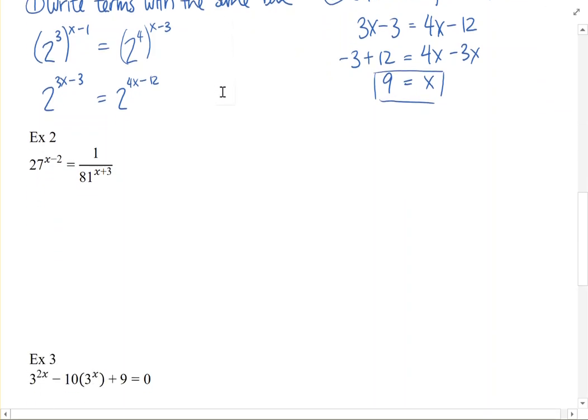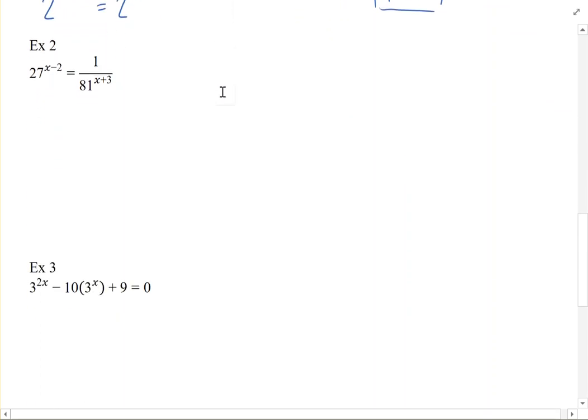Okay, so let's look at our second example now. This time we have 27 and 81. Now, what can be the common base for these two terms? If you think back a couple examples ago, both of these could have the base 3. So let's write that. 27, if you remember, is 3 to the 3, times x minus 2.